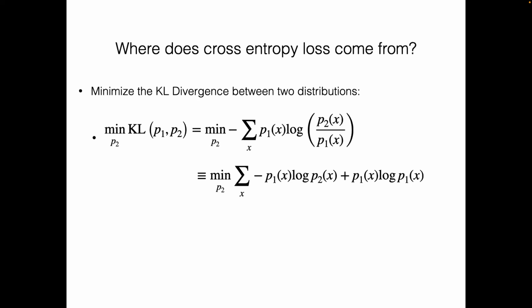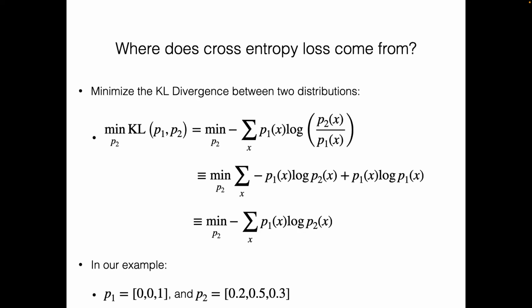Now this is just expanding the terms. What you can observe is that if you're minimizing over P2, then this term over here just has P1 in it. It doesn't have P2 anywhere, so you can just ignore it. And now you end up with this term right here, and I've actually seen that before. It's the cross entropy loss. So basically, minimizing this cross entropy loss is equivalent to minimizing the divergence between 2 different distributions.